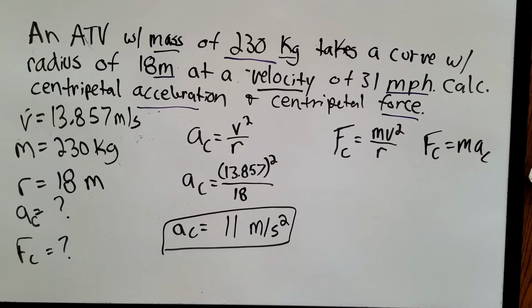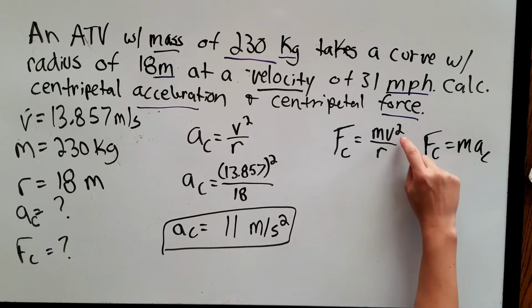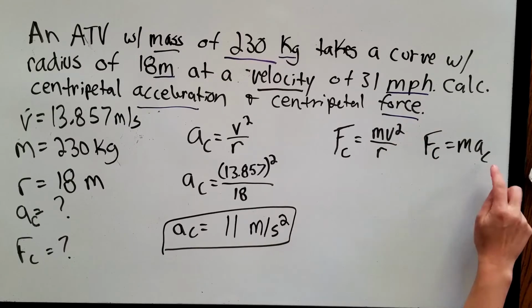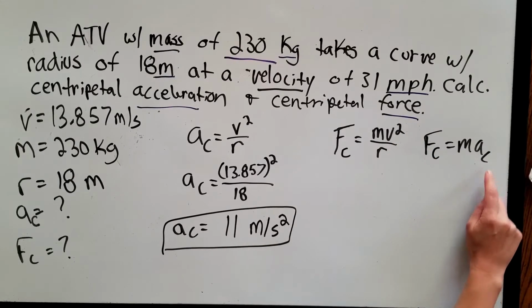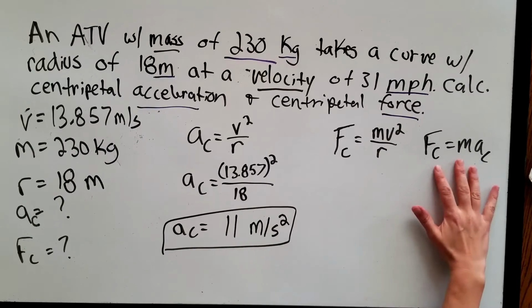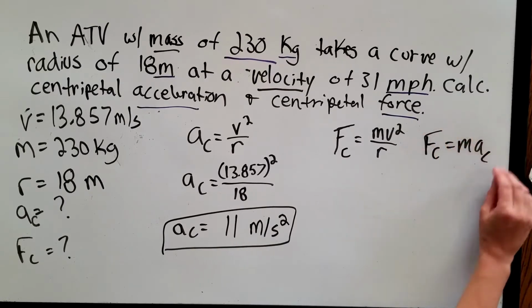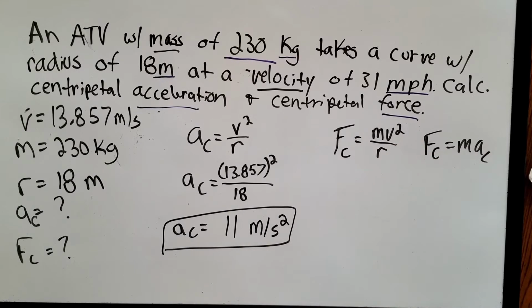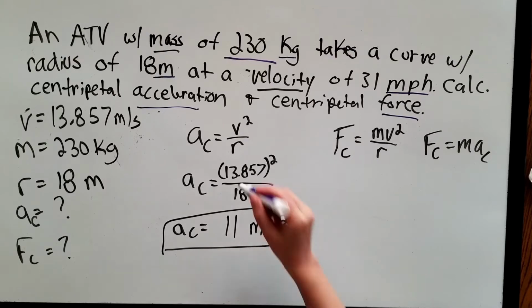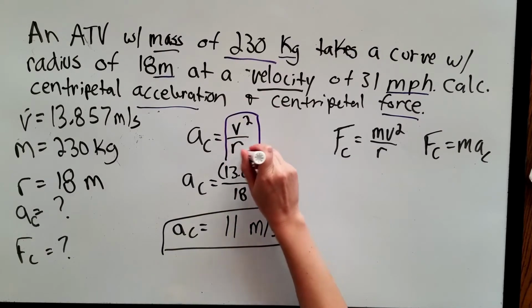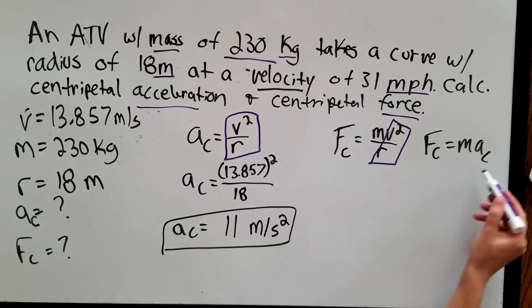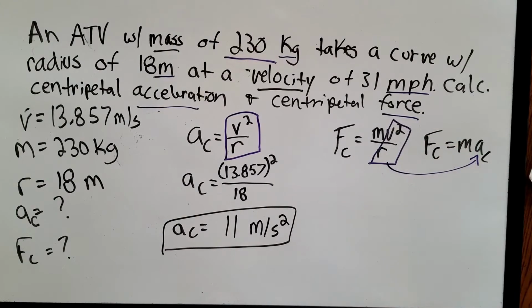So the reason you are given two is because if you're given only velocity and radius, then you want to use this equation. But if you're given centripetal acceleration, or in our case, if you've solved for it, you can use the second equation and just do a simple multiplication. That way you don't have to square velocity and divide by radius again like we did over here. So we already figured out that section, right? So this v squared over r is just AC, right? So that's how we come up with that.